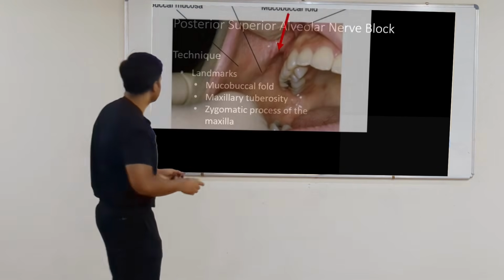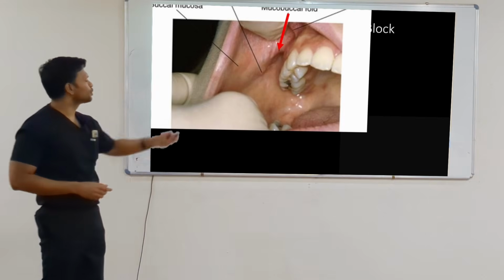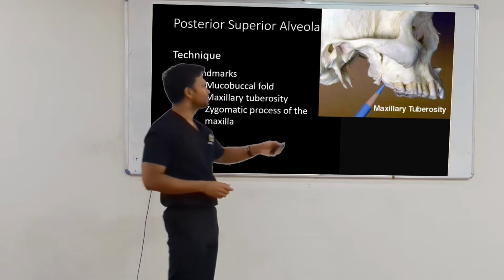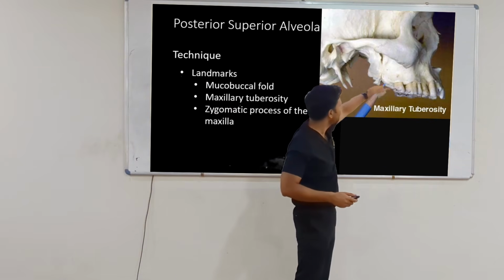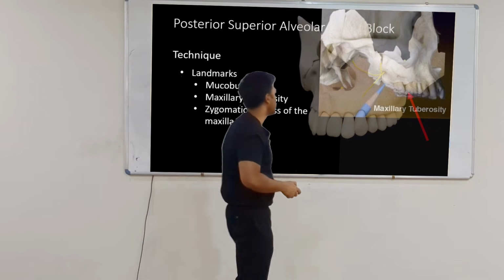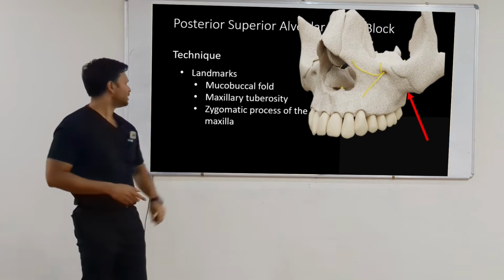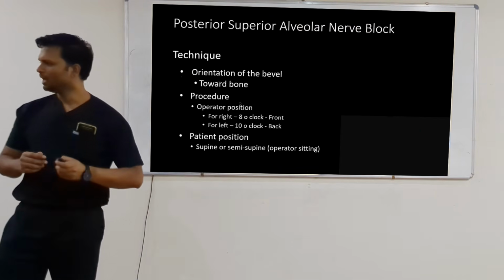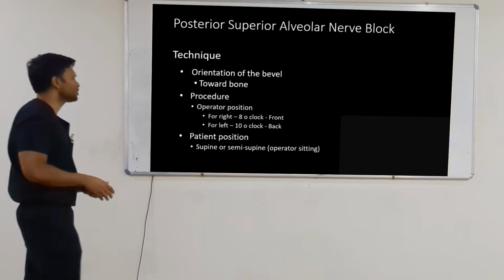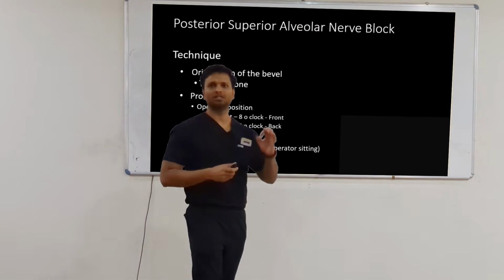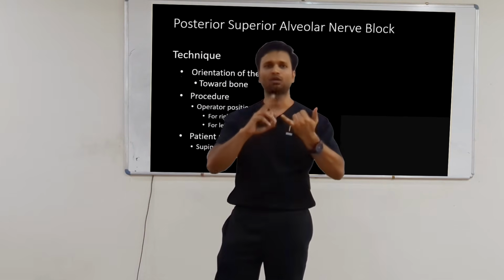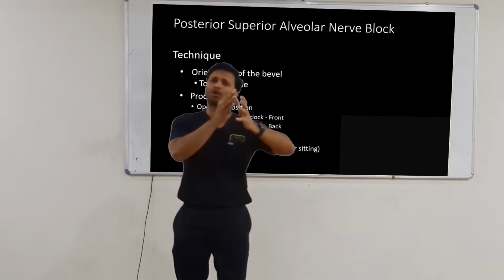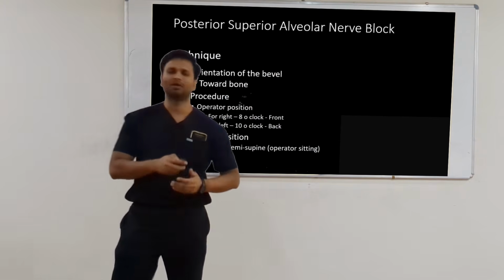So let's go back. So again, this is the mucobuccal fold, zygomatic buttress, maxillary tuberosity. It is this area. We are going to go behind this, and we have the zygomatic process of the maxilla here. Okay. Now, what is the technique? Orientation of the bevel. It should always be towards the bone. If you're going to be in close contact with the bone or even in close proximity to the bone, try to keep the bevel towards the bone.